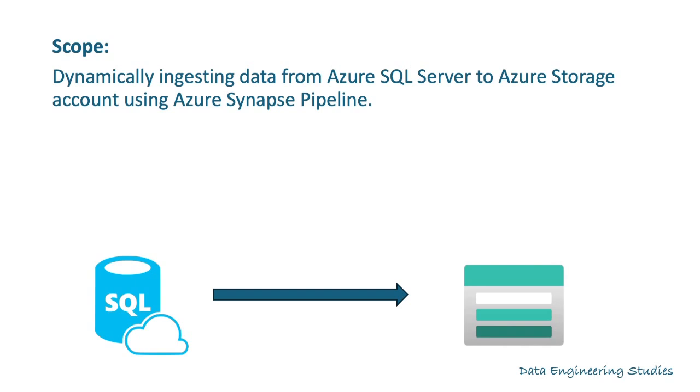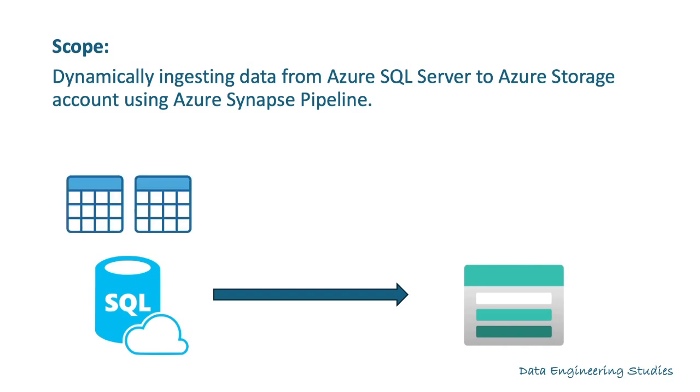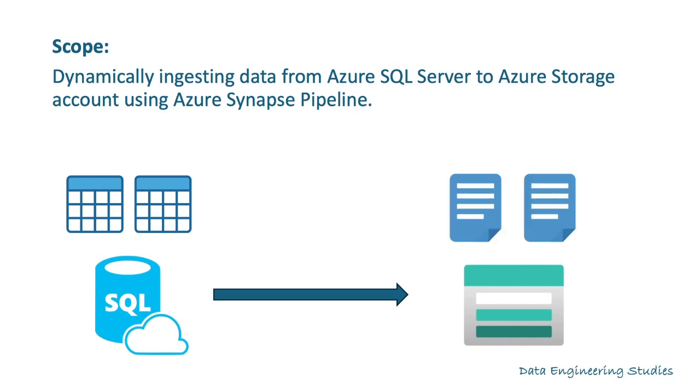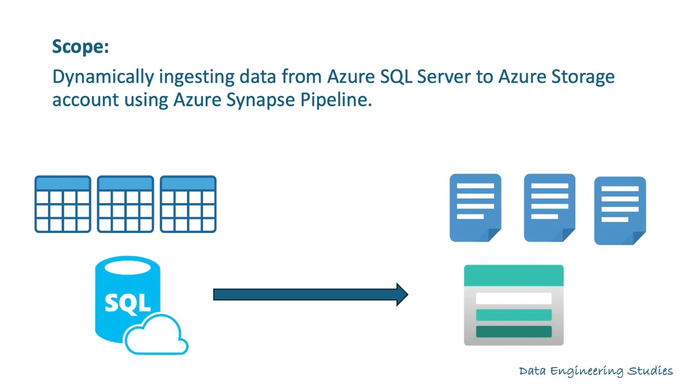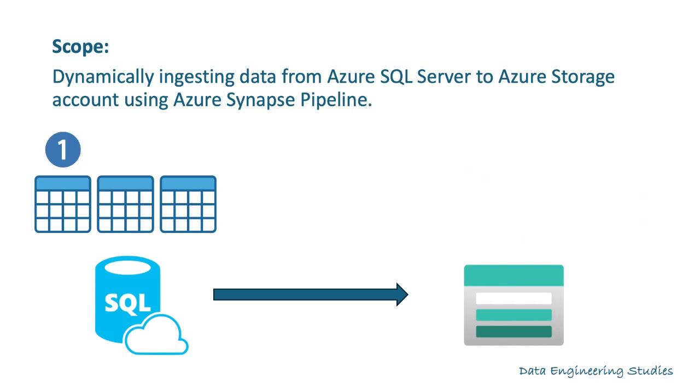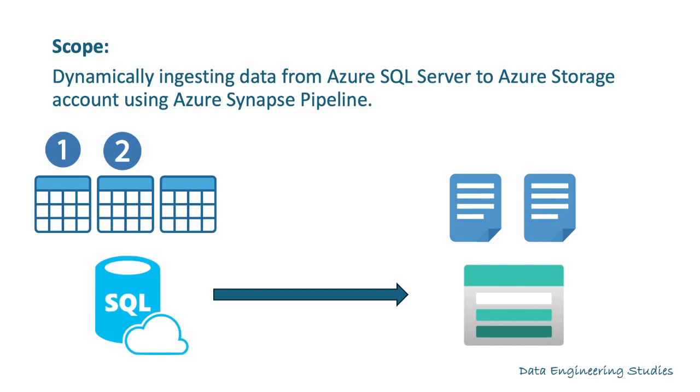Assume that on day 1 we have two tables in the Azure SQL Server and we are loading the data from both the tables to the Azure Storage account. On day 2 we got three tables in the Azure SQL Server. We should be able to load the data from all the three tables to the Azure Storage account. On day 3, if you would like to load only the data from the first table and the second table, the data from these two tables should be loaded to the Azure Storage account. The user should have the flexibility to dynamically load the data from Azure SQL Server to Azure Storage account.